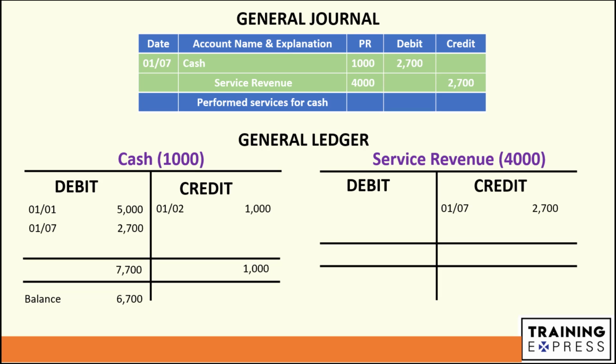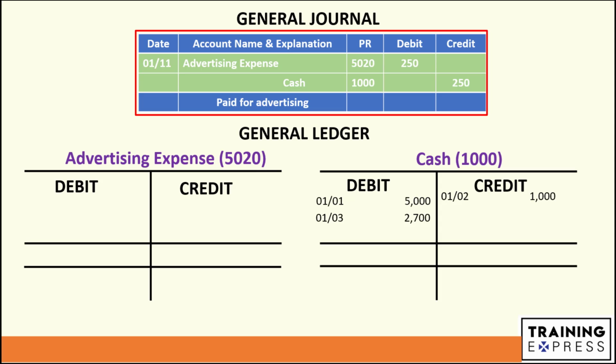Now let's look at the service revenue. As you can see, there is nothing on the debit side, so the total on the debit side will be 0. And the total on the credit side is $2,700. So this way we can calculate our ending balance here of $2,700.